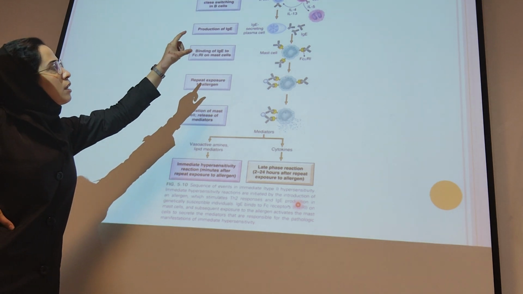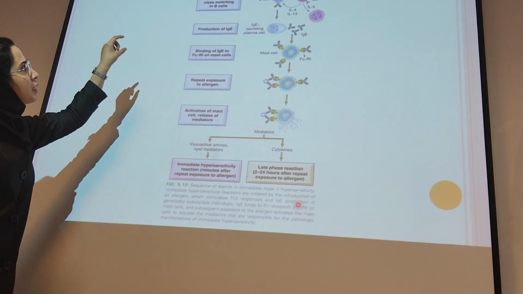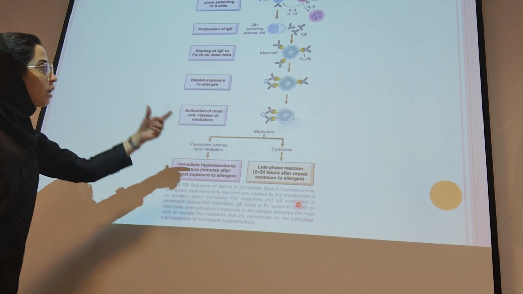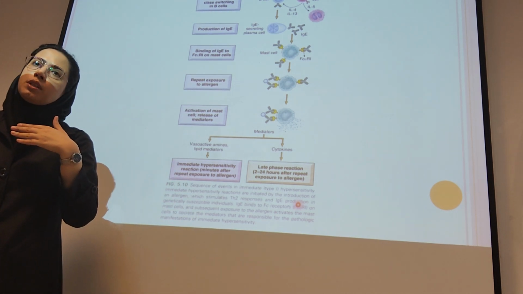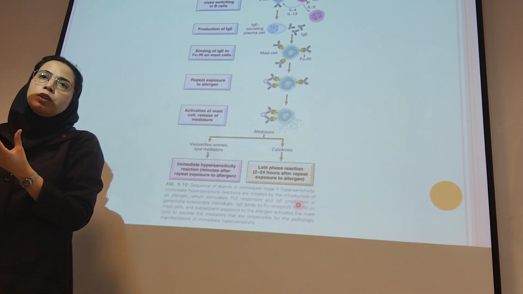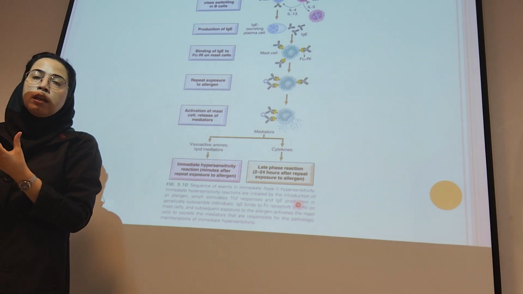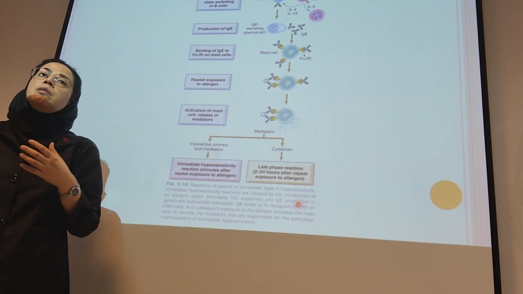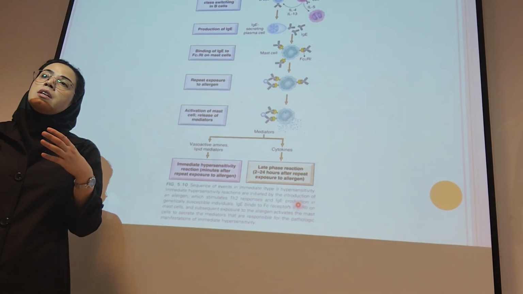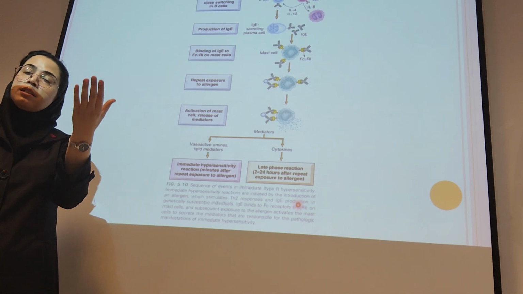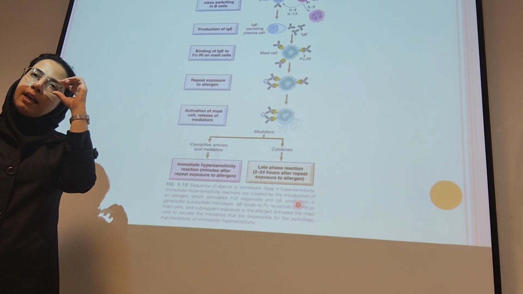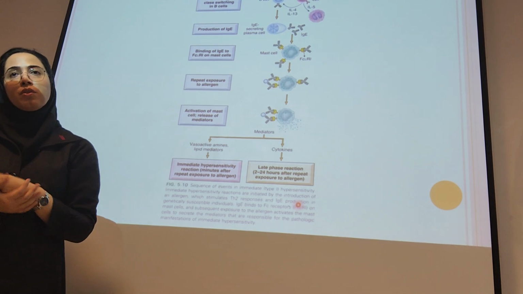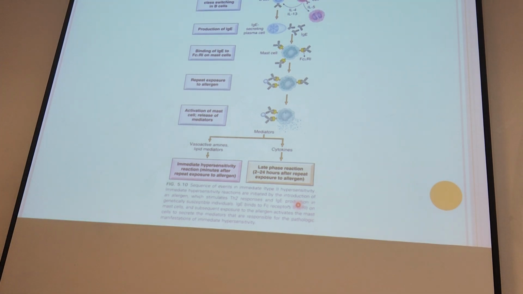So for the first exposure, we have IgE class switching and production of IgE. But for the next exposures, we have the IgE ready. Okay, we have the IgE that is bound to the mast cells. So immediately after the antigen enters the body, it attaches to the IgE on the mast cells, and they degranulate. So we have a rapid reaction. Okay, that's why it is very rapid.